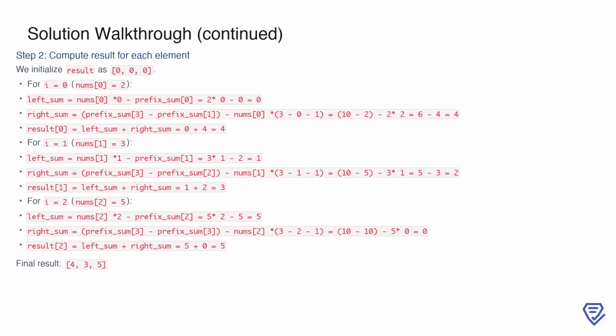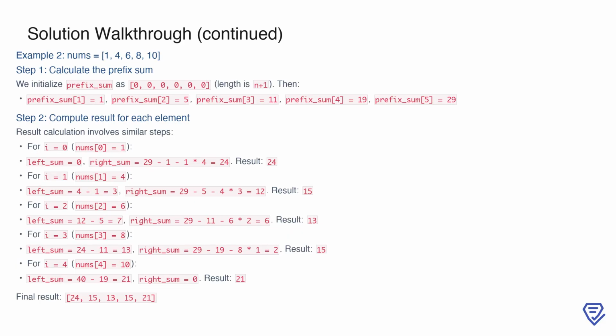For i equals 1, nums[1] is 3. The left sum is the total of elements to the left, adjusted by their distance, which is 1. The right sum is the total of elements to the right, adjusted similarly, which is 2. Adding these, we get result[1] equals 3. Finally, for i equals 2, nums[2] is 5. The left sum is 5, and since there are no elements to the right, the right sum is 0. This gives result[2] equals 5. The final result array is [4, 3, 5].